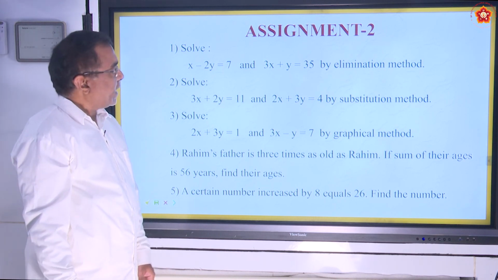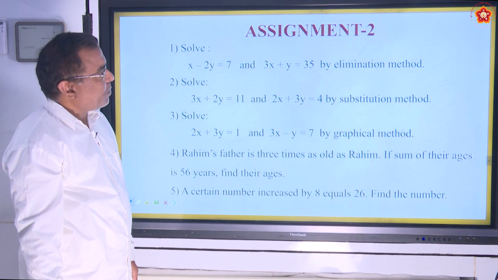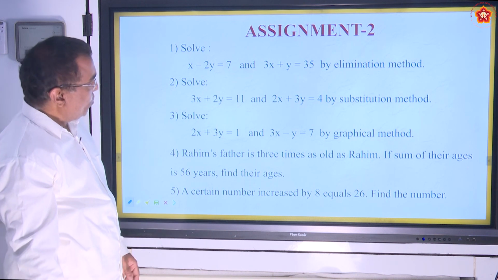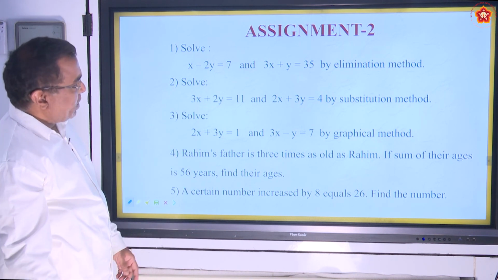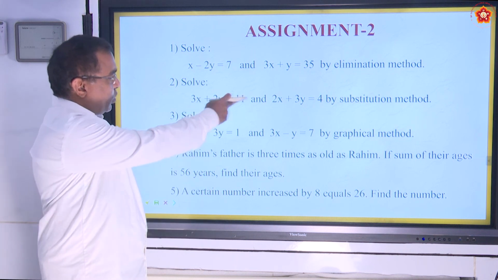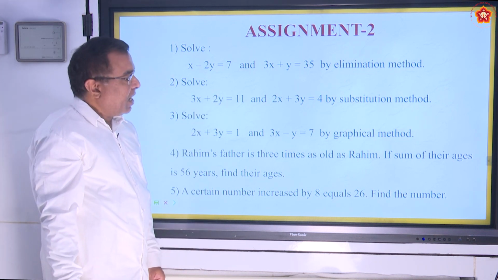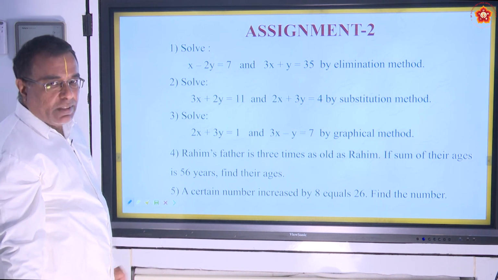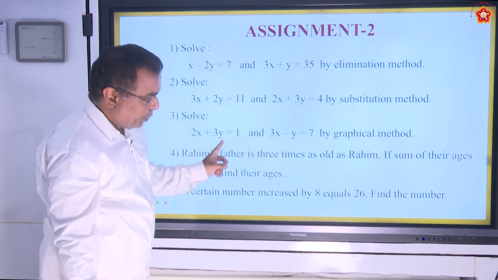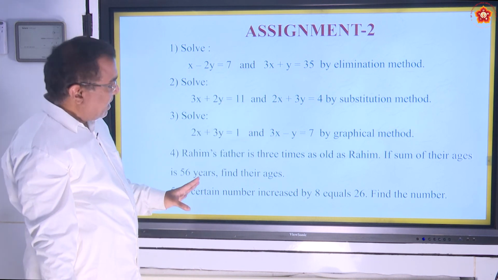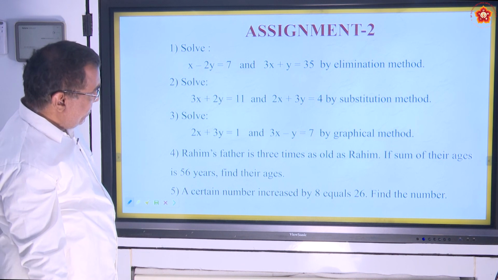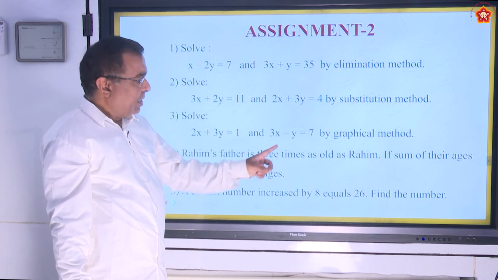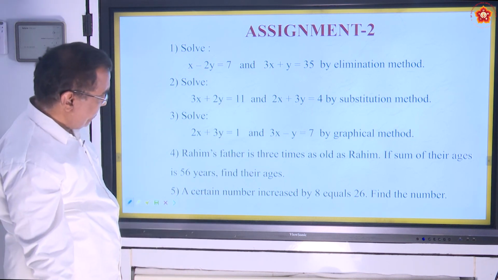First one, solve x minus 2y equals 7 and 3x plus y equals 35 by elimination method. Already we have discussed that method, how to do. Next, one more problem in substitution method. Solve these two equations: 3x plus 2y equals 11 and 2x plus 3y equals 4. Third one, graphical method, that also we have discussed. For each of these two equations, you have to draw a separate line and then find their solution. For the equations 2x plus 3y equals 1 and 3x minus y equals 7.